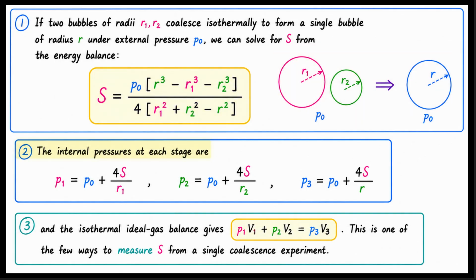Next, the internal pressures at each stage are P1 equals P0 plus 4S over R1, P2 equals P0 plus 4S over R2, and P3 equals P0 plus 4S over R. And finally, the isothermal ideal gas balance gives P1V1 plus P2V2 equals P3V3. This is one of the few ways to measure S from a single coalescence experiment.